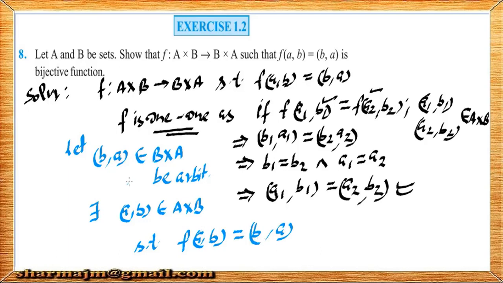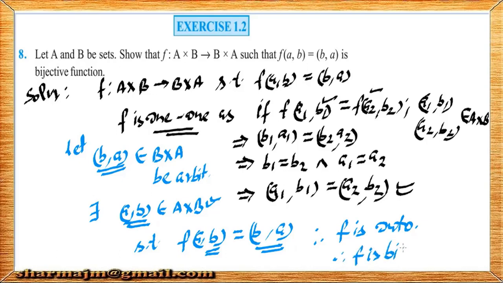So we see, for every ordered pair (b, a), there exists some element, ordered pair (a, b), in the domain such that f of that element is the ordered pair (b, a). Therefore, f is onto. And since this function is 1-1 and onto, we can declare f is a bijective function. In this way we can do this question.